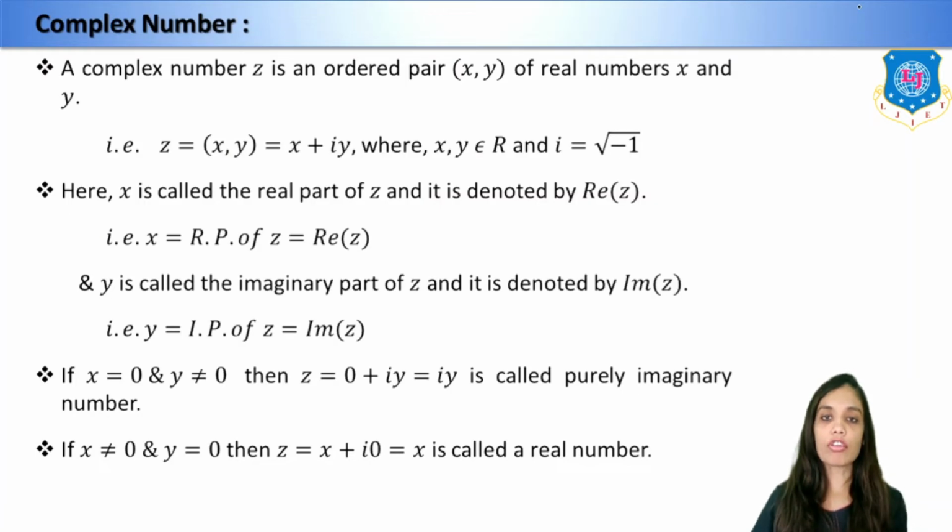So today we are going to discuss the topic of complex numbers. The definition of complex number. A complex number Z is an ordered pair x comma y of real numbers x and y. So this x comma y belongs to R, right?